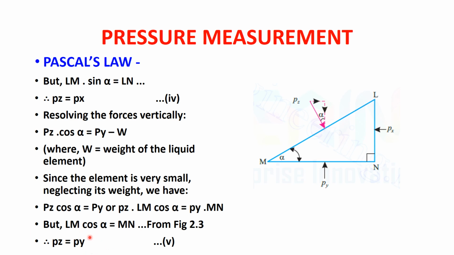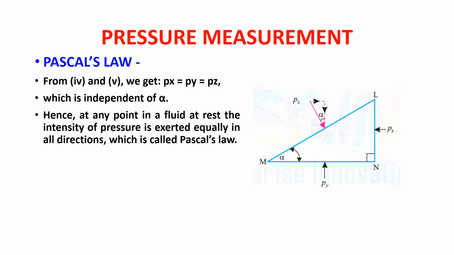So from the 4th and 5th equations, Px is equal to Pz and Py is equal to Pz, we get Px is equal to Py is equal to Pz. So we have proved here, in Pascal's law, that the intensity of pressure in all directions at a fluid point which is at rest is the same in all directions. So here they are independent of alpha. Hence at any point in a fluid at rest, the intensity of pressure is exerted equally in all directions, which is called Pascal's law.